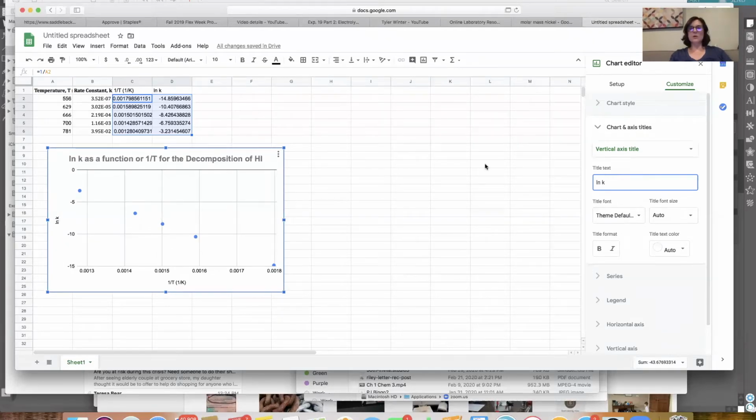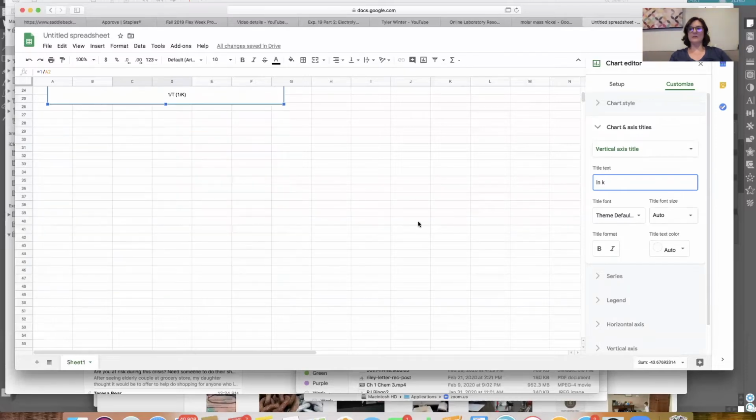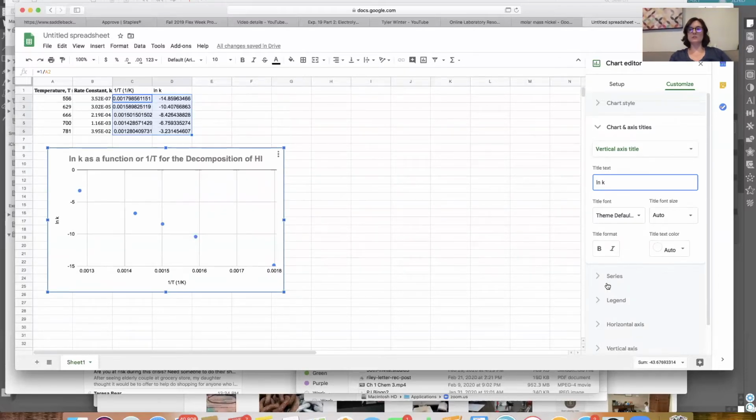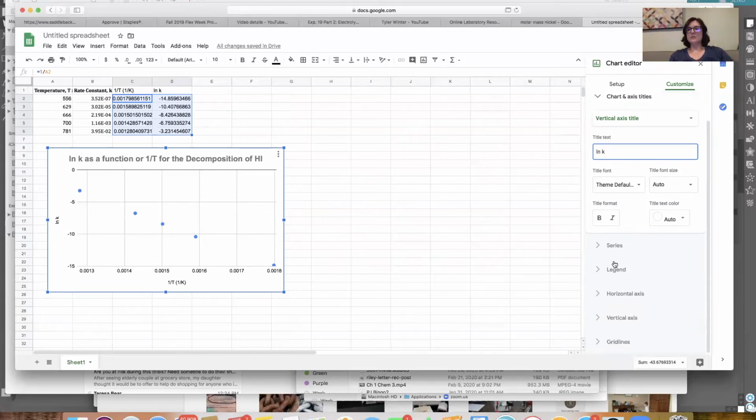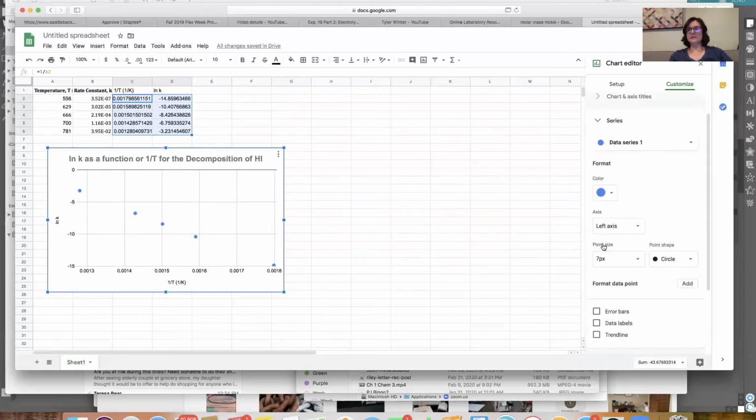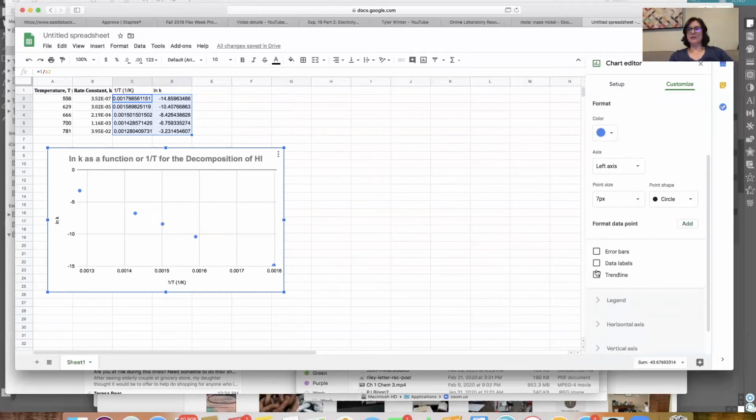So now most importantly, we need to go ahead and get a trend line, because we're going to use the trend line. Always, we can get information from the slope, the y-intercept, and also if I know a k value, I could take the natural log of it and figure out the 1 over T, which is the x-axis, using the trend line. So I'm going to click on series here, and I'm going to click on trend line. So it adds that nice line.